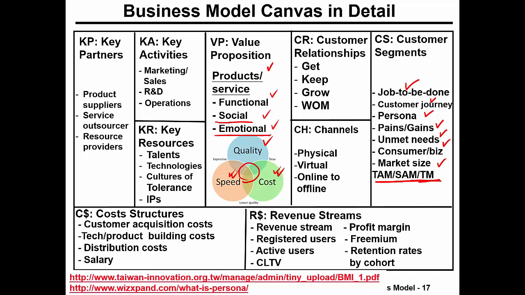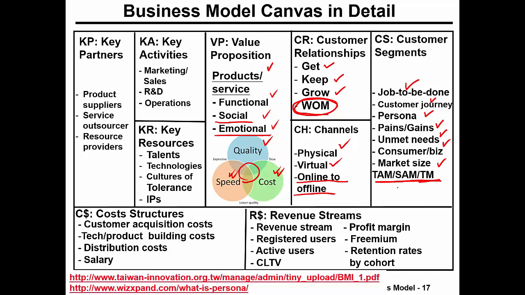The channel can be physical, a virtual online channel, or an integration of an online channel with the offline channel. Customer relationship can be summed up in terms of how you get the customer, keep the customer, and grow the customer. And you also want to use, ideally, word of mouth, encouraging your customers to promote your product to potential customers. That's the most powerful way to market your product and service.